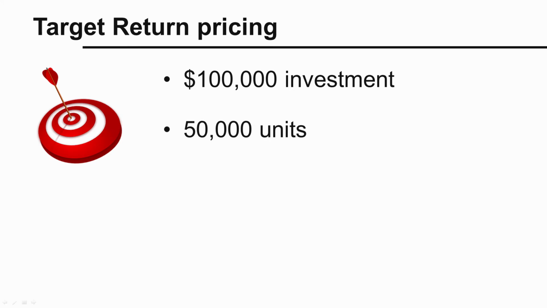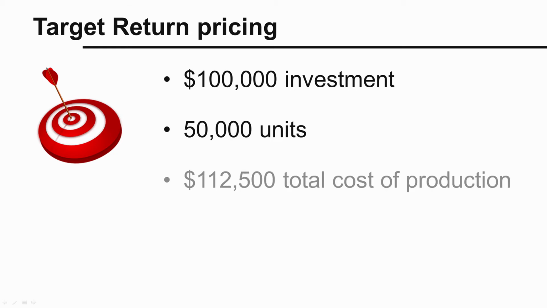Target return pricing is our next pricing method. This method sets prices in such a way as to generate a target return on investment. As an example, assume that you have invested $100,000 into the production and marketing for your new maple syrup product, and that you have forecast that you will be able to sell 50,000 units. Cost of production for each unit of the product is calculated to be $2.25 for a total production cost of $112,500.